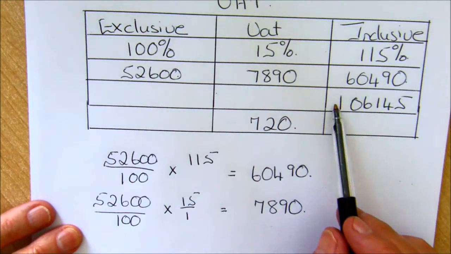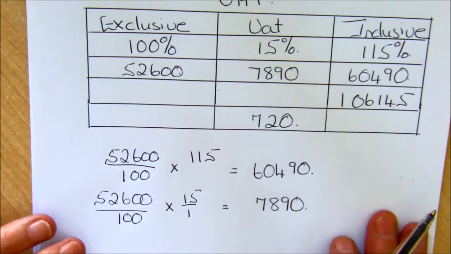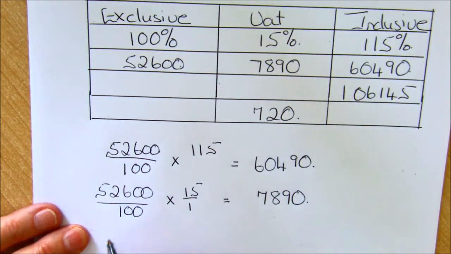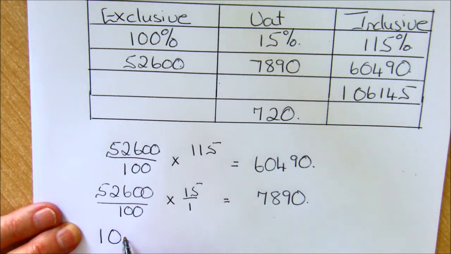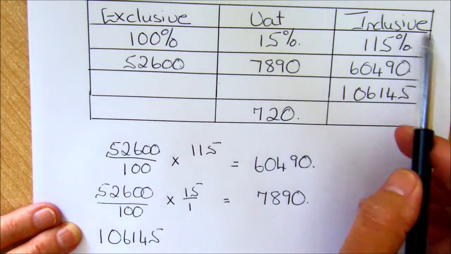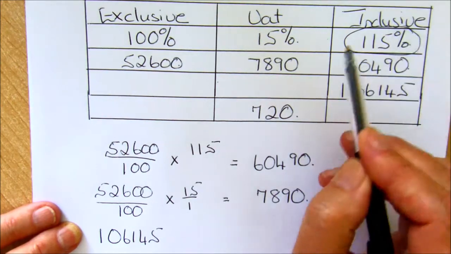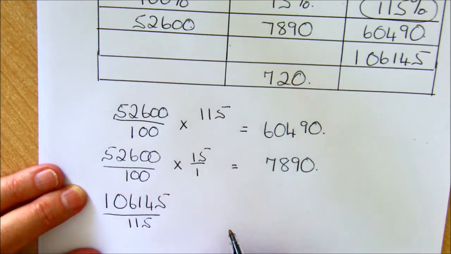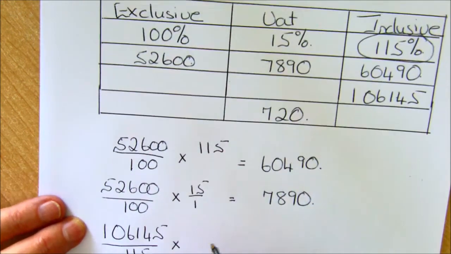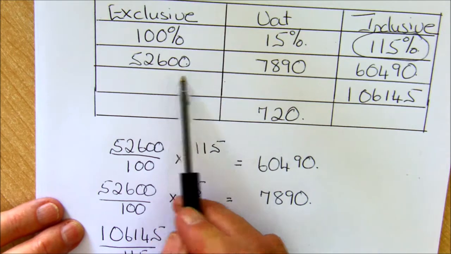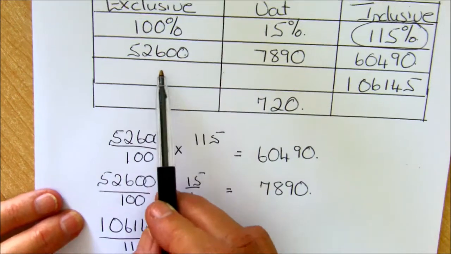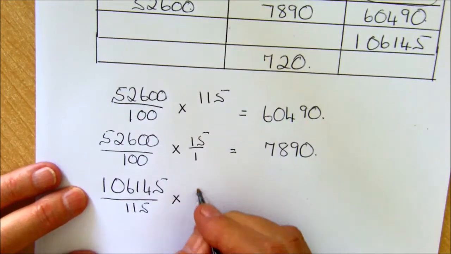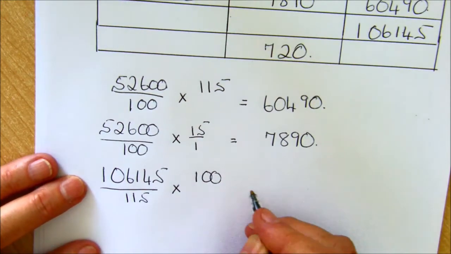The next one, we've been given the inclusive. So remember the principle. We take the amount 106,145. But this time that is the inclusive. And inclusive is equal to 115. So I'm going to divide by 115. And I can either calculate the exclusive or the VAT. Right, let's go with the exclusive. Now exclusive is 100, so times by 100.